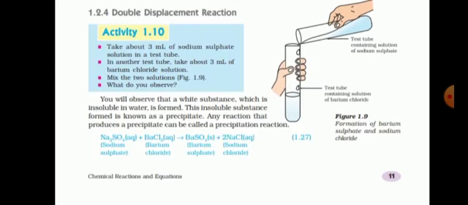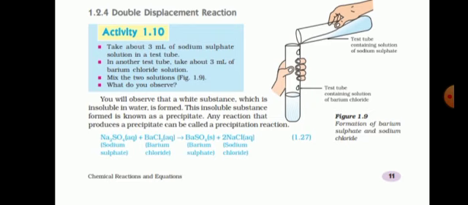Now let's move on with the activities that are given in your NCERT textbook to help you understand your double displacement reaction better. So let us see activity 1.10. This activity basically helps you understand more about your double displacement reaction, which is your double replacement reaction. This activity deals with the formation of barium sulfate and sodium chloride. So here you can observe that the end products are barium sulfate and sodium chloride.